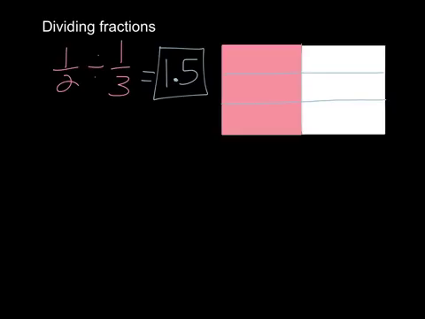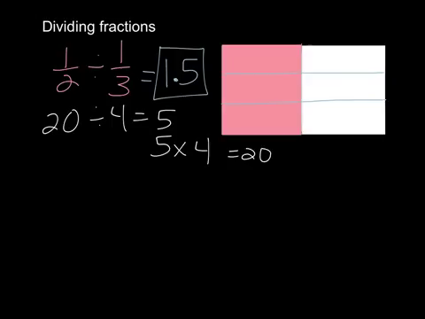And now to prove that, we can prove it. So remember that if you have like 20 divided by 4 equal to 5, that means that 5 times 4 is equal to 20. So it goes backwards. So we can check this by making sure that 1.5 thirds is actually 1/2.